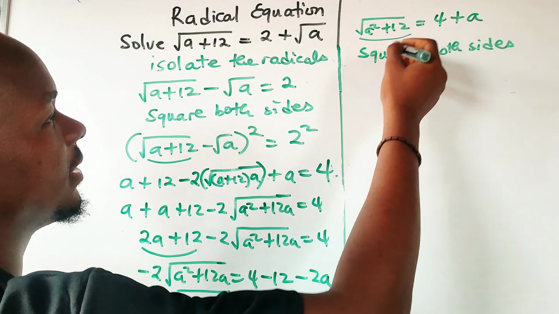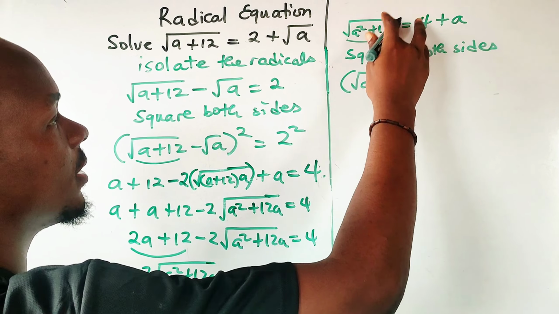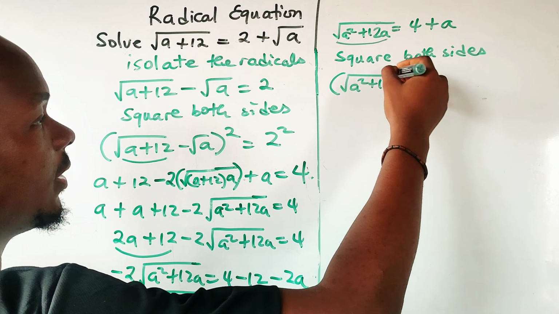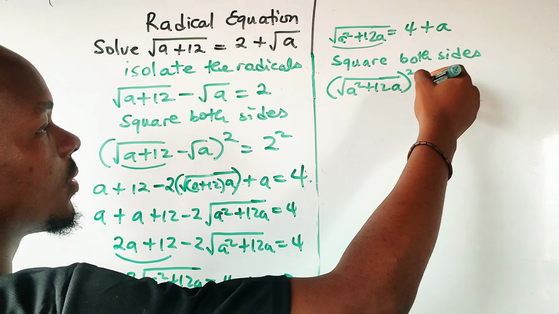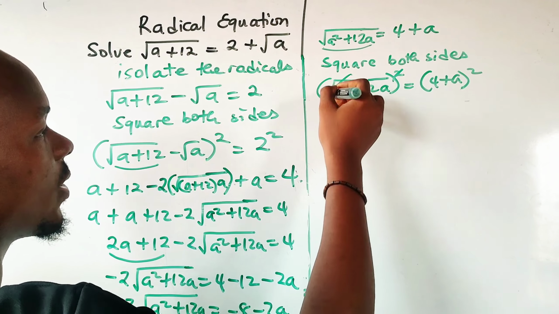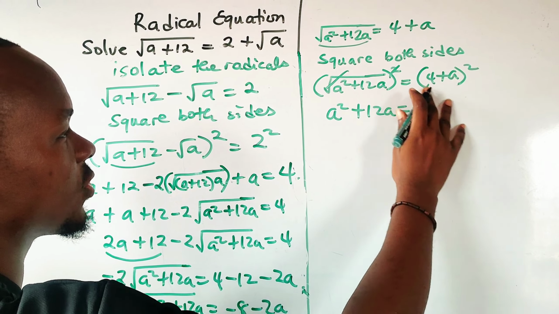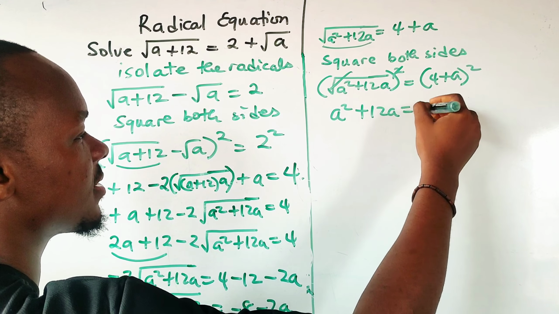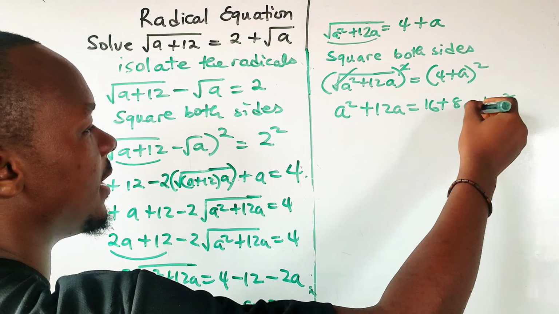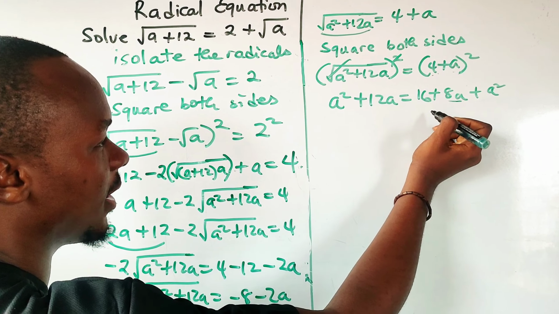If I square this side, I'm going to have something like this: a squared plus 12a, all squared, equals 4 plus a all squared. Square cancels square root, so I have a squared plus 12a. The square of this, using the shorthand way, I'm going to have 4 squared which is 16, and a squared. In the middle, I'm going to have 8a because 4 times a is 4a, multiply 4a times 2, you're going to have 8a.